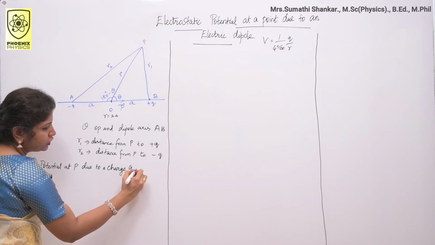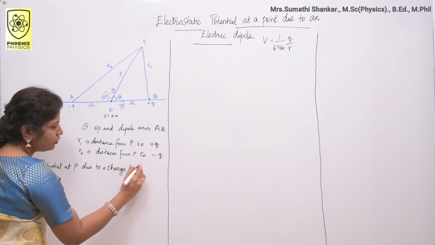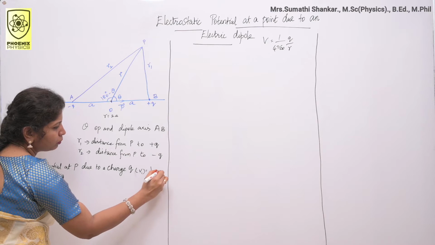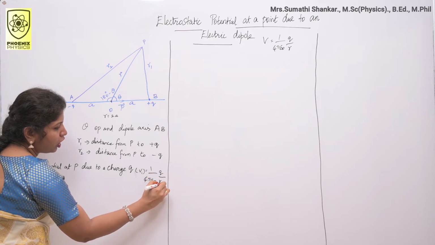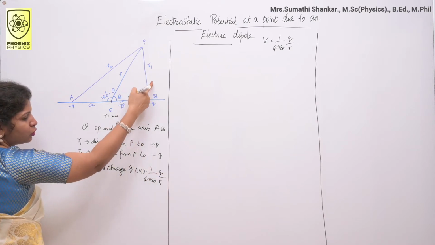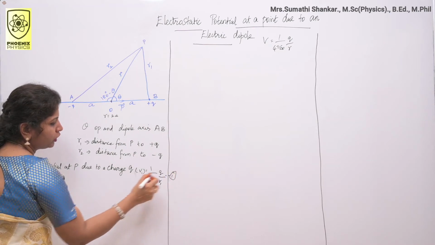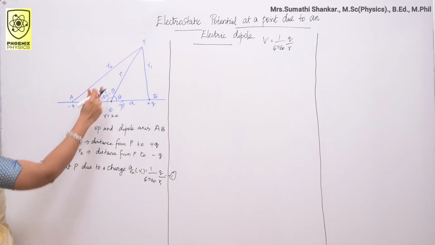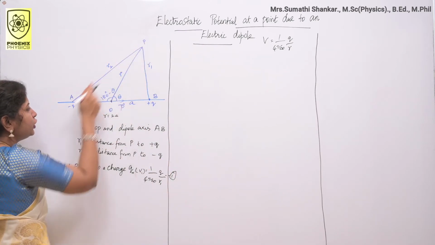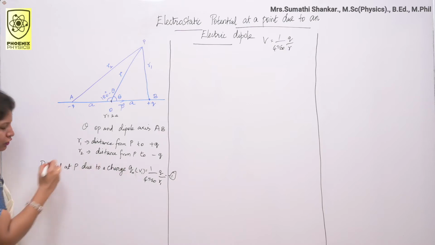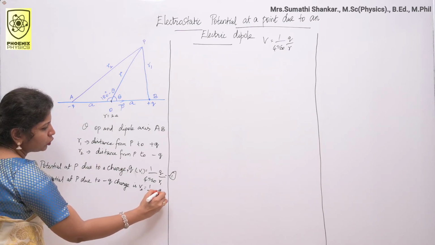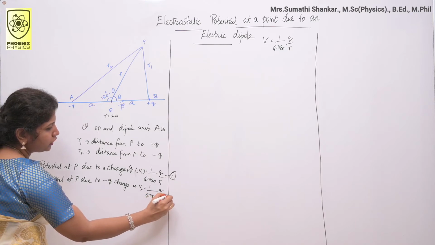So, how do you calculate the potential at P due to plus Q? Say this potential is V1. So, V1 is equal to 1 by 4 pi epsilon naught Q by R1, because the distance is R1. This is my equation 1. How did I write this formula? Based on this general formula. Next, the potential at P due to minus Q is V2, equal to 1 by 4 pi epsilon naught minus Q by R2. This is my equation 2.